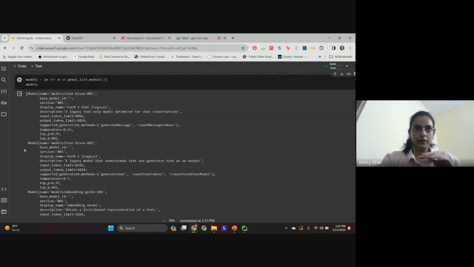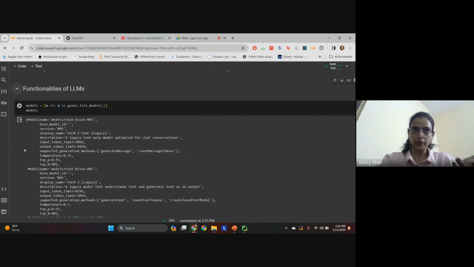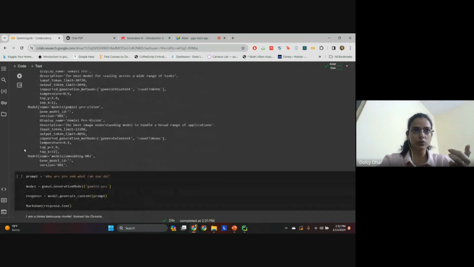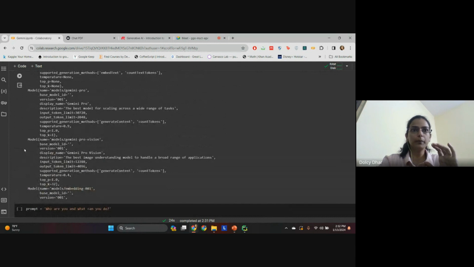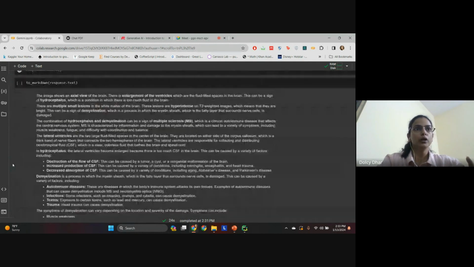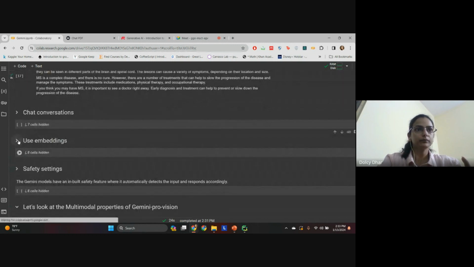Here are the models that were released by Google Generative AI. I've just listed the models over here. I want you to pay attention to one more thing: the latest embedding model on which the Gemini models have been trained, and what these embeddings do. I'll take you through that.